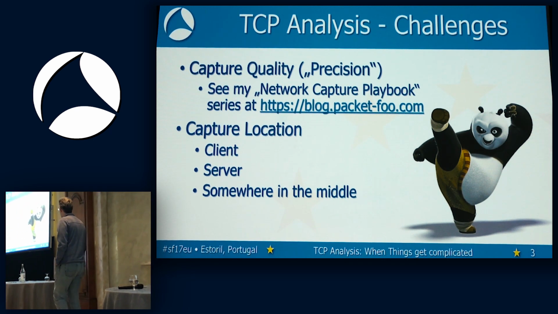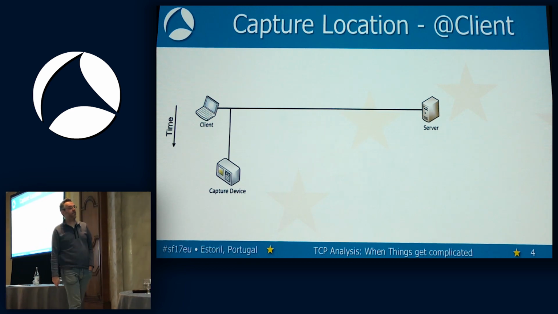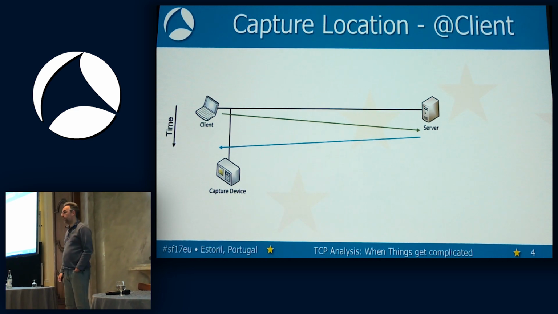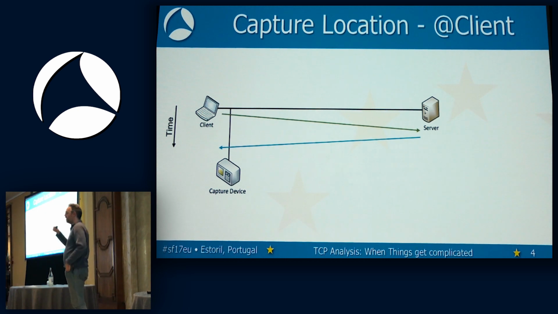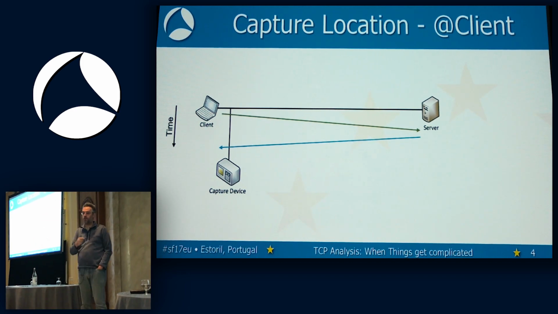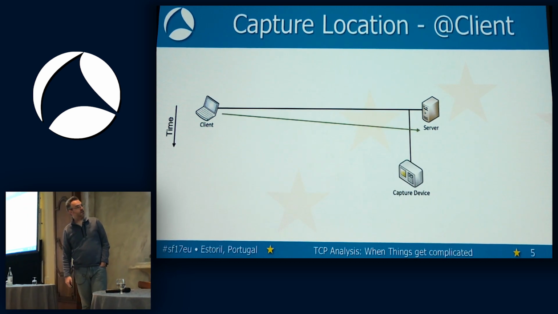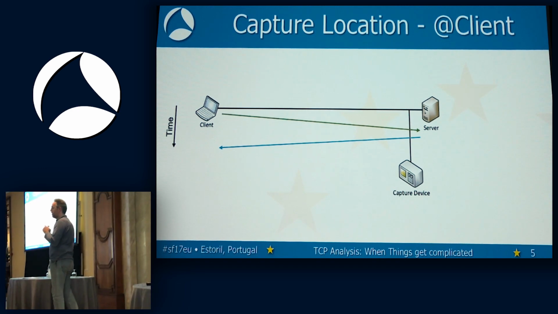All right? So I did a couple of slides here to show you what the difference is between the capture location. If I'm capturing at the client and packets are going back and forth, you can see that the client sees a relatively long time between his request going out and the answer coming back. So the capture device sees almost the same thing, maybe a bit quicker because it's a little bit in front of it. If you move the capture device to the server, the picture is quite different because you see that the time between the request coming in and the answer coming out may be a lot faster.